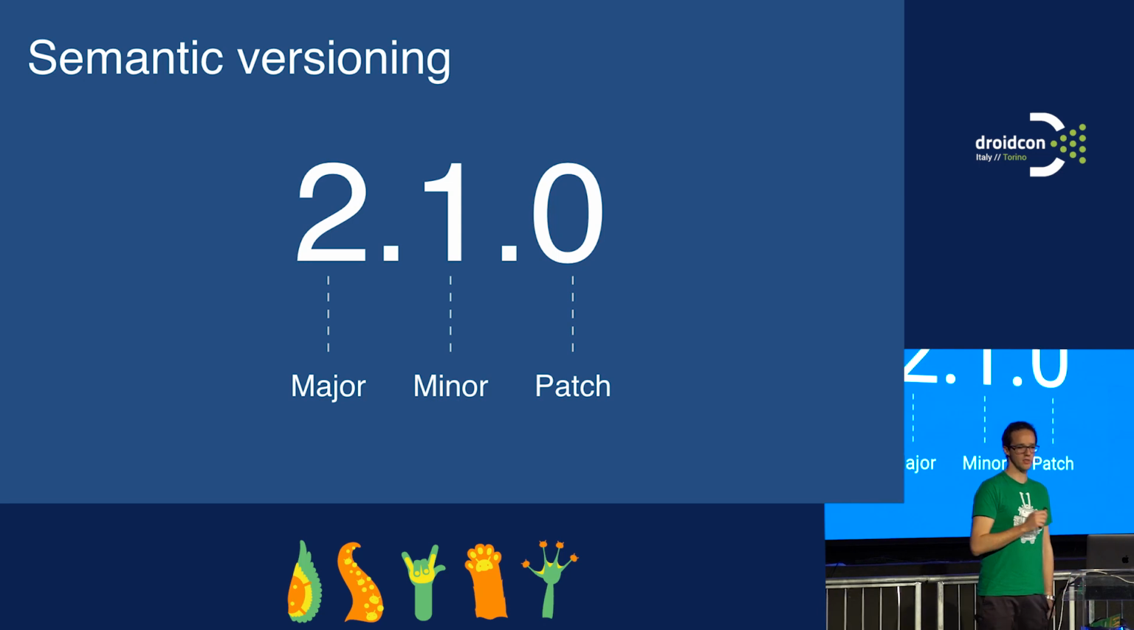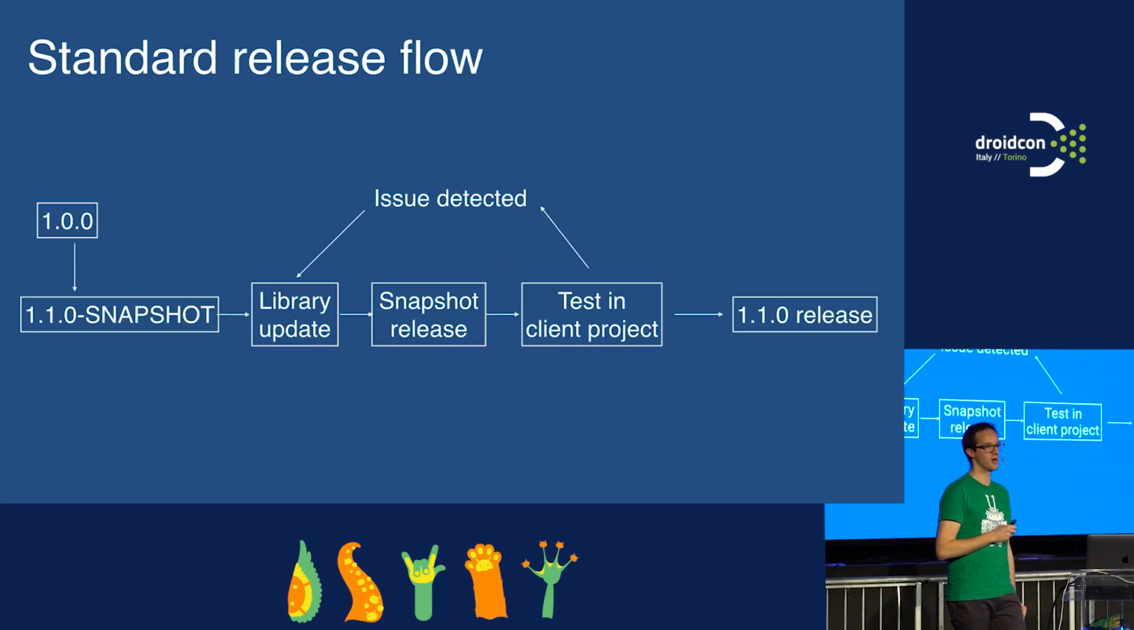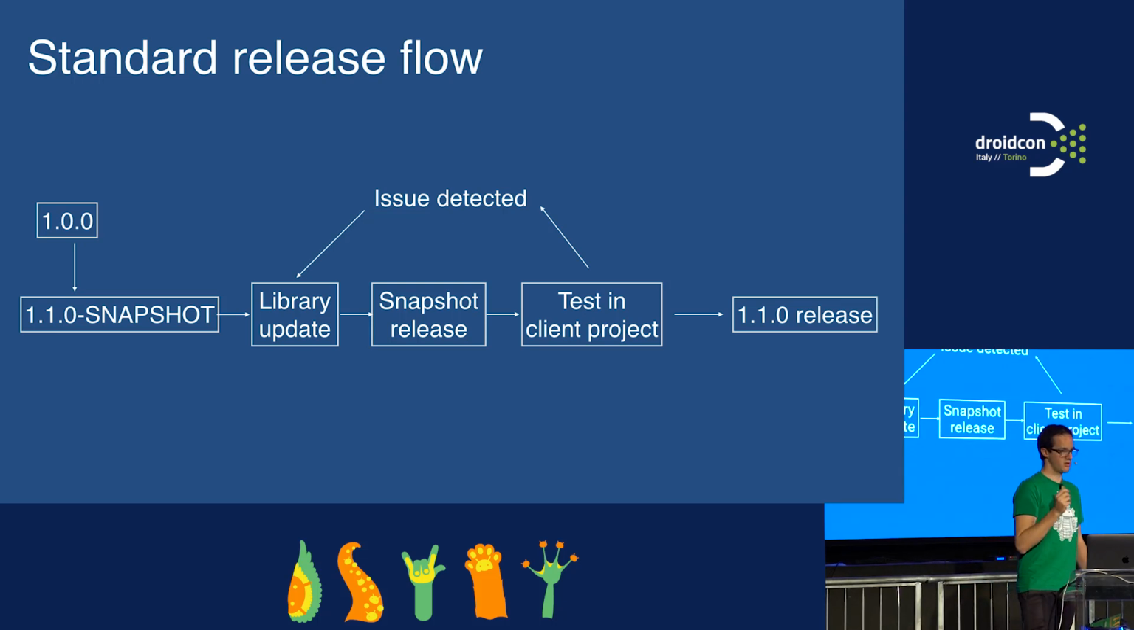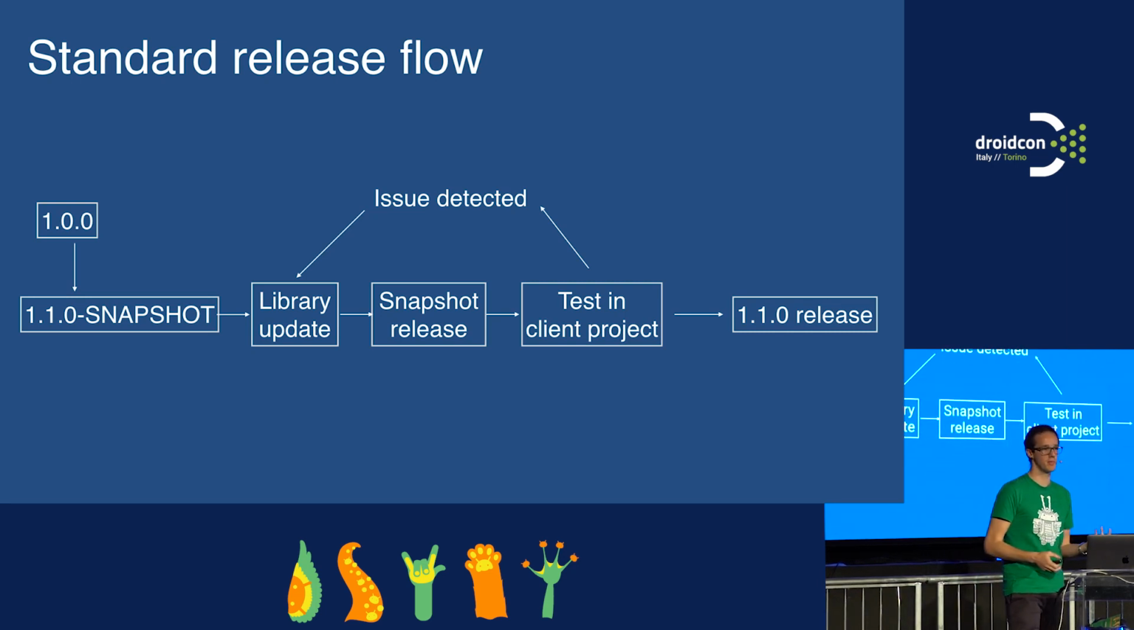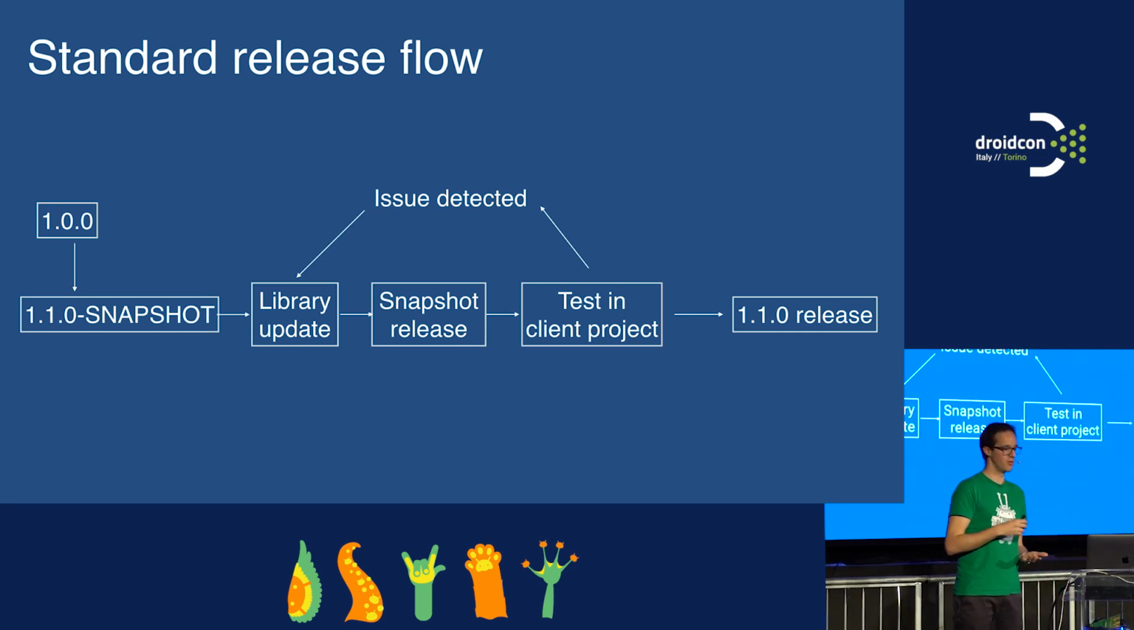Okay, so let's have a look at the typical release flow when you are going to make some changes to an Android library, or to a library in general. Let's say we are starting from version 1 of our library. We want to make some changes, and then we want to publish it with version 1.1 because we are adding some new stuff. So we change the version name to 1.1-snapshot. This means that these releases are not meant to be final.